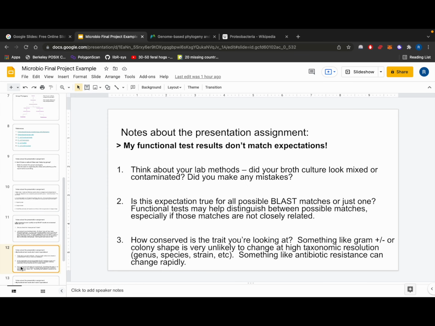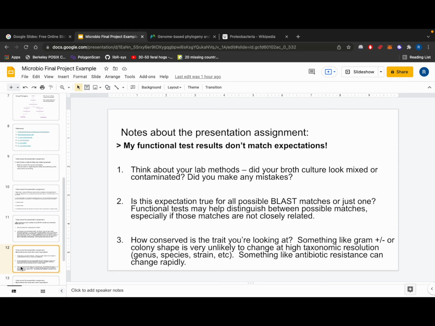If your functional test results don't match your expectations, the first place you should look should always be whether your cultures were contaminated, if you made any mistakes in the lab. But if you don't have any reason to suspect that your cultures were contaminated or mixed, or that you made any mistakes in your lab, an interesting place to go would be to test if this is true for all of your BLAST matches or just for one of your BLAST matches. That could actually help you distinguish between them, especially if the matches are not particularly closely related phylogenetically. And then I think the last thing to consider here is how conserved that particular trait is.